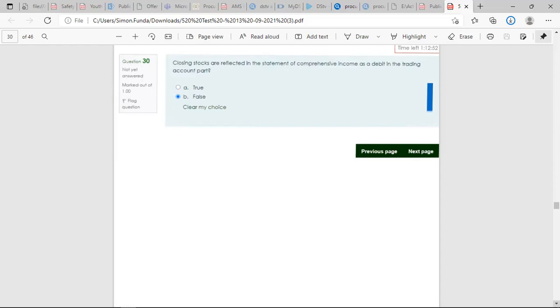So what are debits in the trading account? In the trading account, you have the opening stock plus purchases. Then you have goods available for sale, which are on the debit. But when you want to calculate the cost of sales, you subtract the closing stock. So less closing stock, then you have the cost of sales. Meaning these which are already on the debit, to reduce them, you are supposed to credit. So the closing stock is supposed to be credited. No wonder the answer is false and not debited.